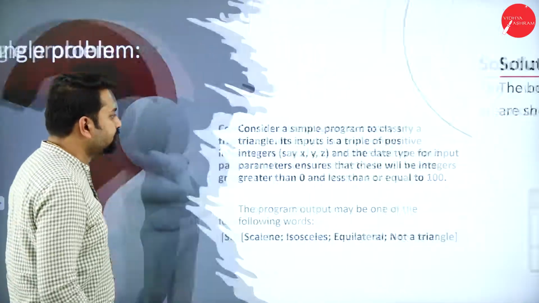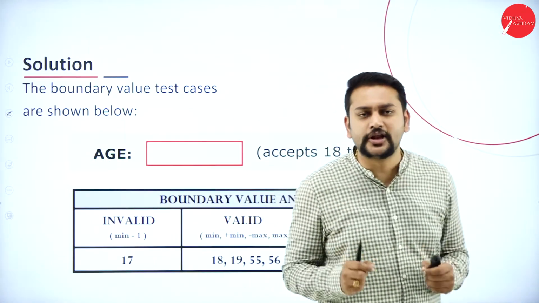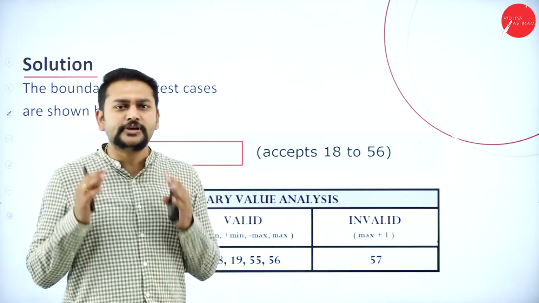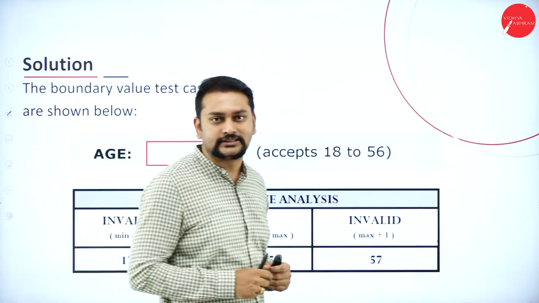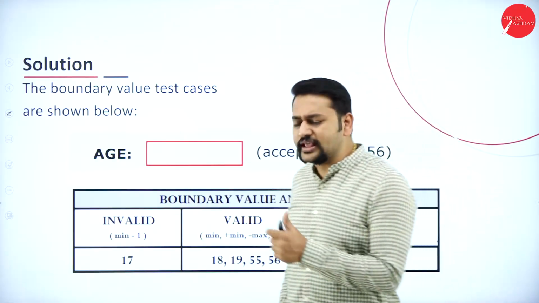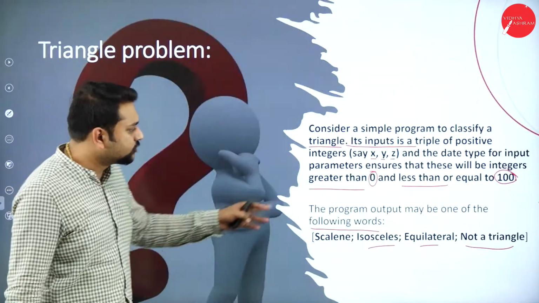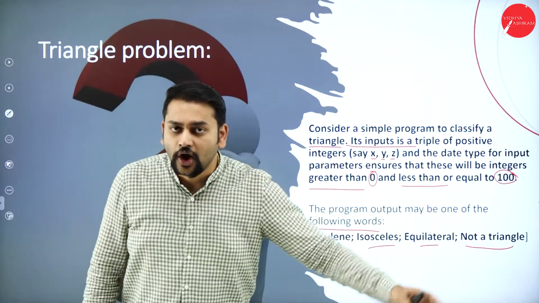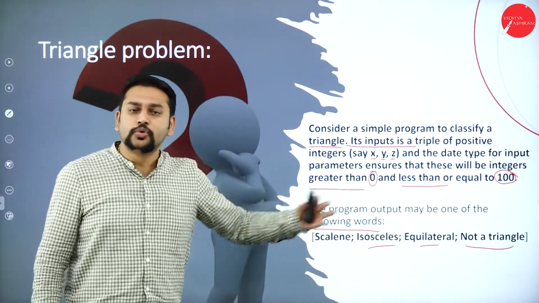So fine, guys, before I go to the explanation of the triangle problem or the flowchart of the triangle, let me explain something called boundary value analysis. What exactly is boundary value analysis all about? When I was speaking about 0 and 100, I said something called boundary values. If I say boundary value here, you will not understand.